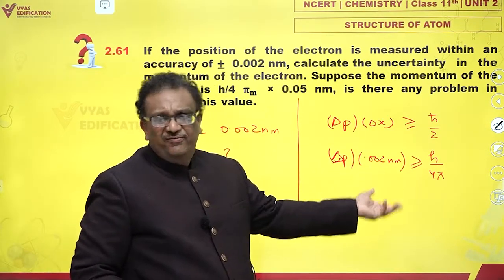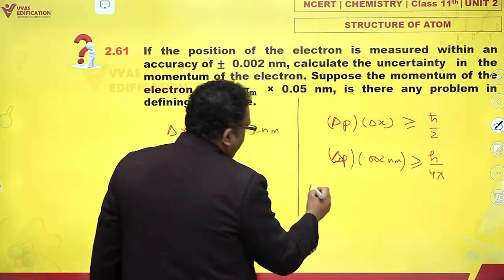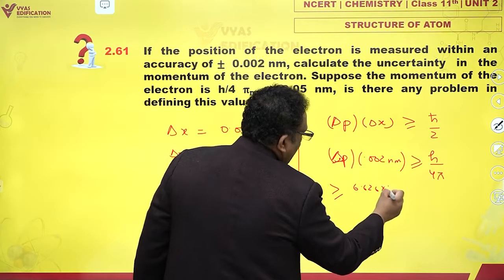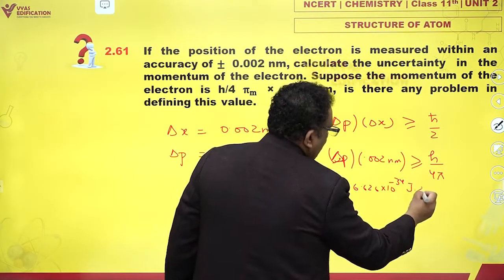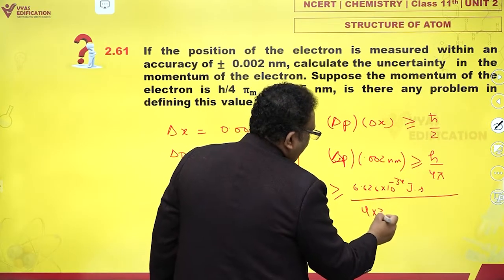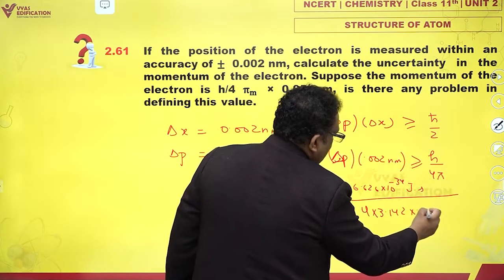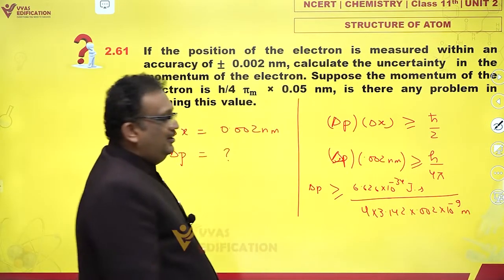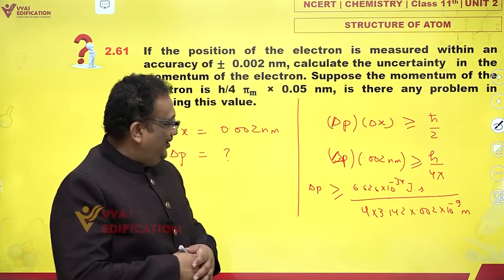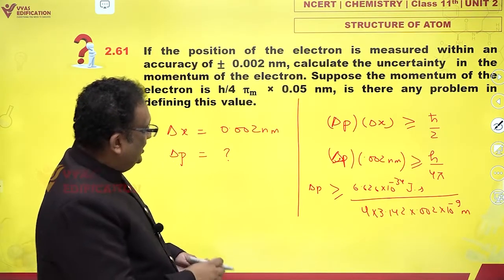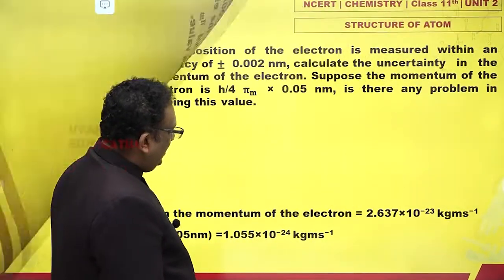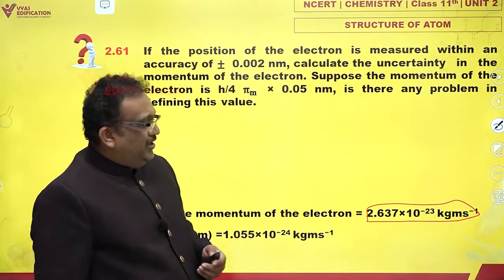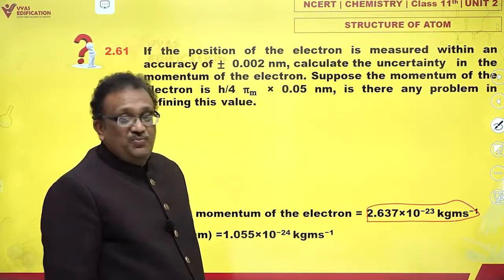In the limiting case, we just use equality. So delta p is greater than or equal to h, 6.626 into 10 to the minus 34 joule second, divided by 4 into 3.142 into 0.002 nanometer, which is so many meters. So good looking it is. How much will this boil down to? You can calculate that. This would give you 2.637 into 10 to the minus 23 kilograms meters per second.